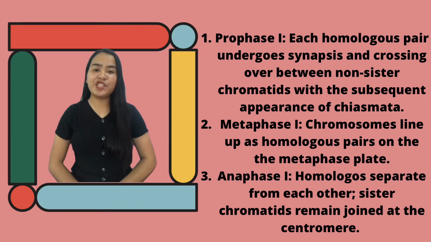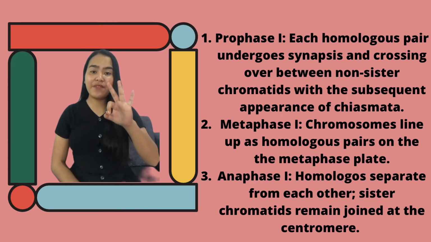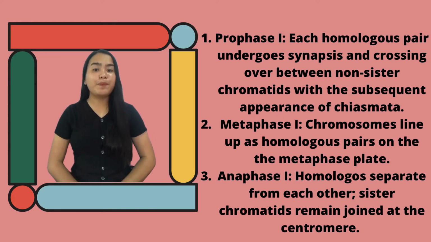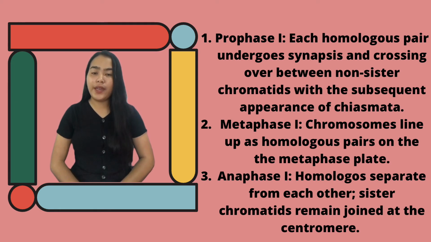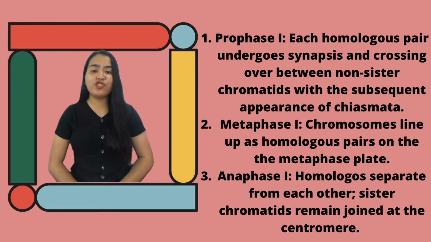Meiosis is distinguished from mitosis by three events of meiosis I. The prophase I: each homologous pair undergoes synapsis and crossing over between non-sister chromatids, with the subsequent appearance of chiasmata. The metaphase I: chromosomes line up as homologous pairs in the metaphase plate. And lastly, the anaphase I: homologs separate from each other. Sister chromatids remain joined at the centromere.